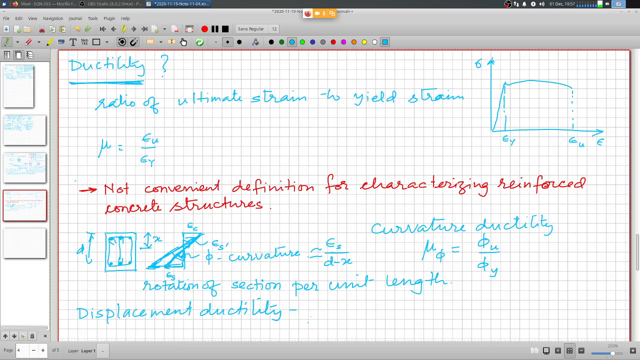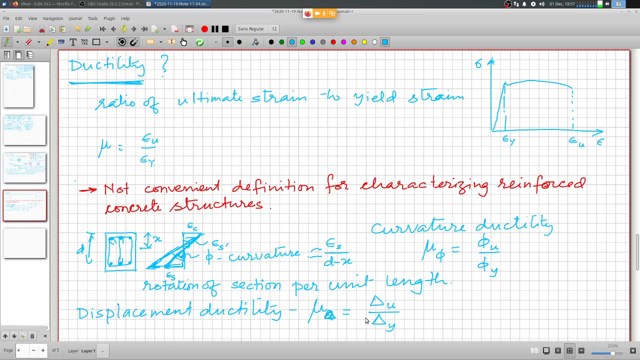Right, and this we can also say mu delta ultimate. Again, similar concept. What is the displacement or drift at the failure, divided by what is the displacement or drift at the yield level.